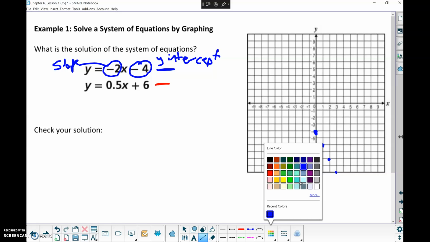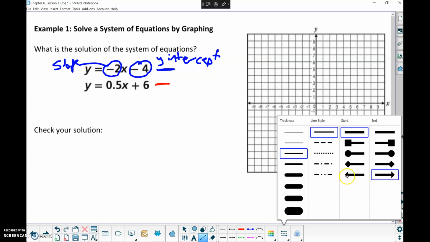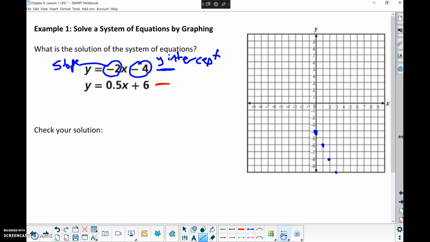So let's see, blue, both of those, and I draw my line. How many of you would prefer a ruler for drawing your lines? Again, the more accurate your line, the better. Oh, you've got one. Look at that. The more accurate your line, the more accurate your solution.